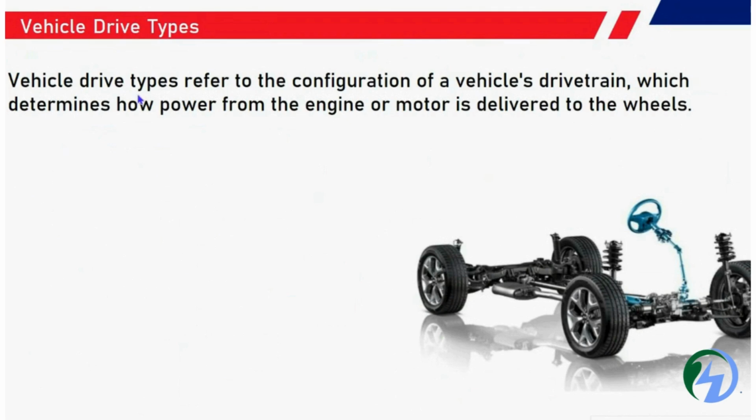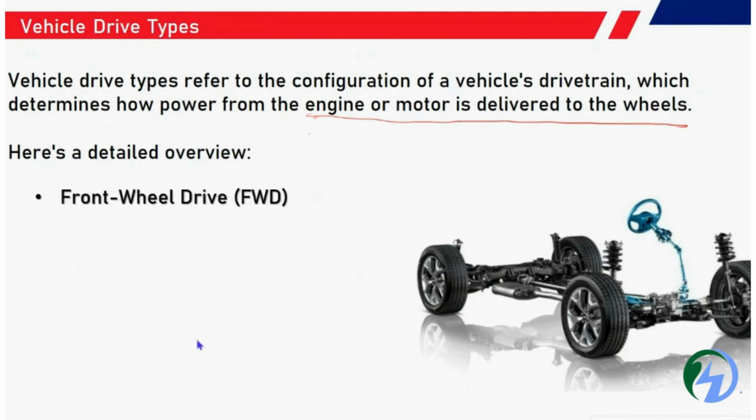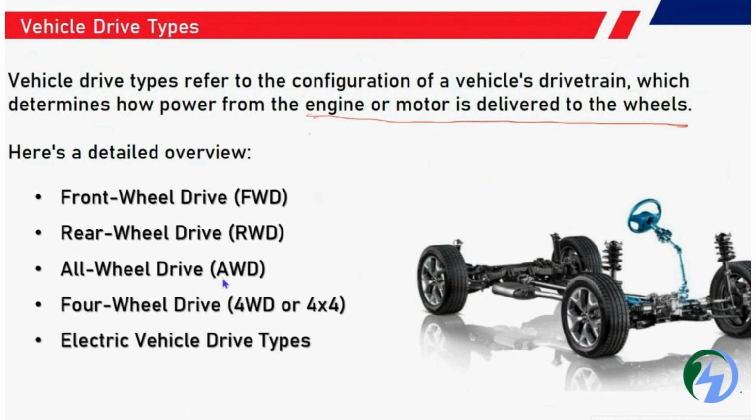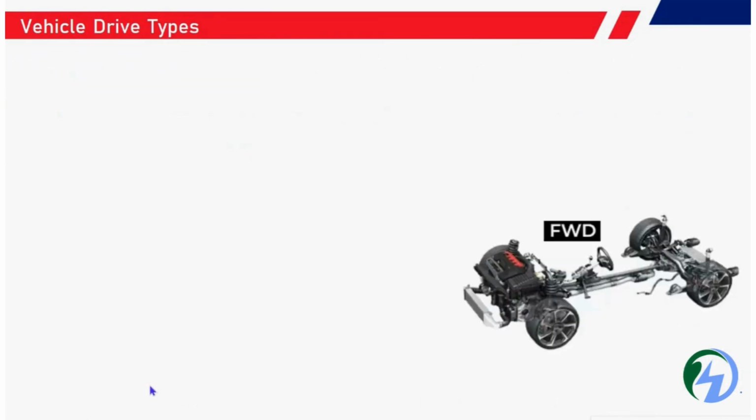Vehicle drive generally refers to how the vehicle drivetrain is configured, and how the power is distributed from the engine or the motor to the wheels. That is the drive measure. The point of the vehicle drive type is how that power is delivered to the wheels. Here we are going to discuss front wheel drive, rear wheel drive, all wheel drive, four wheel drive, electric vehicle drive types and specialized drive types.